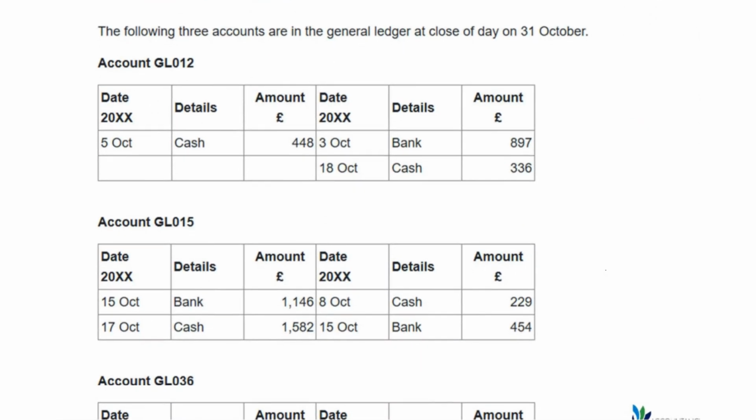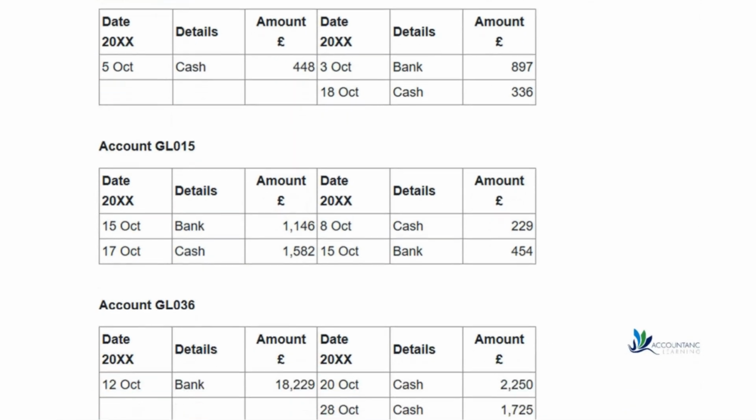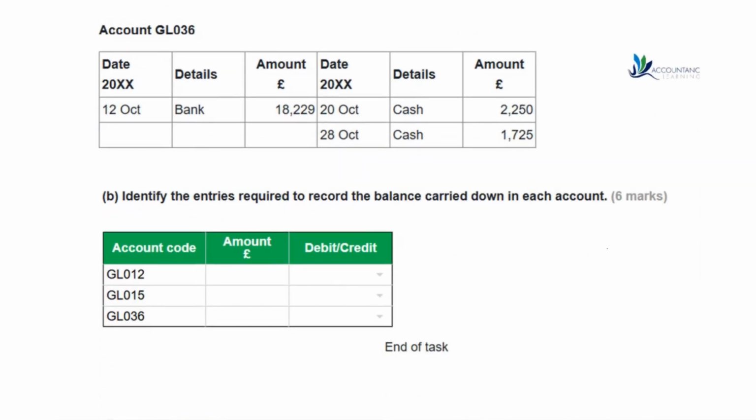The following three accounts are in the general ledger at close of day on the 31st of October. So we've got GL 012, 015 and 036. Part B asks us to identify the entries required to record the balance carried down in each account. So this is important, it's the balance carried down. So that is our closing balance.